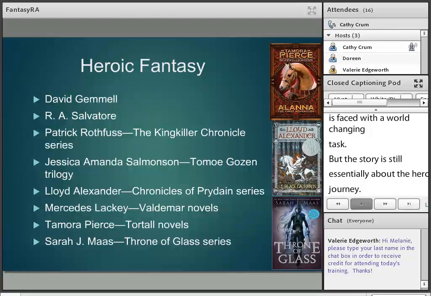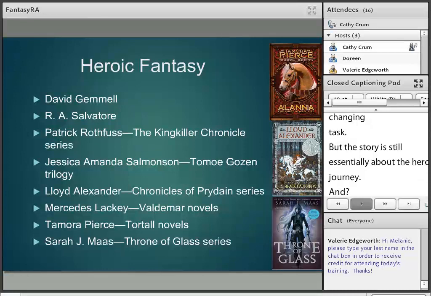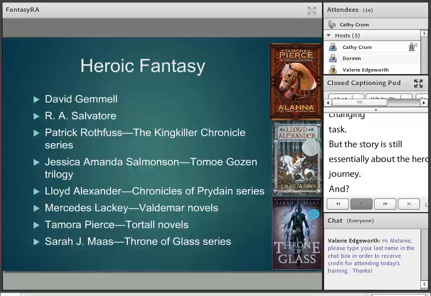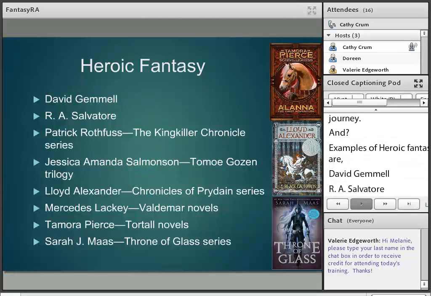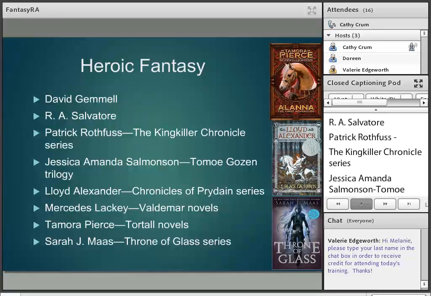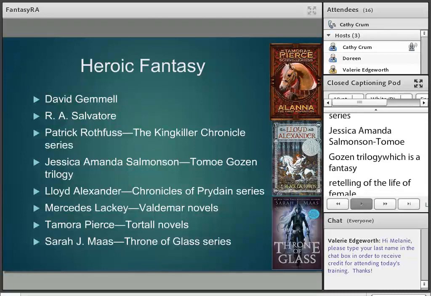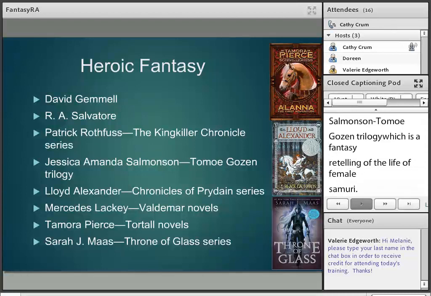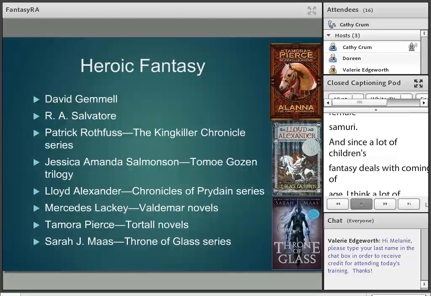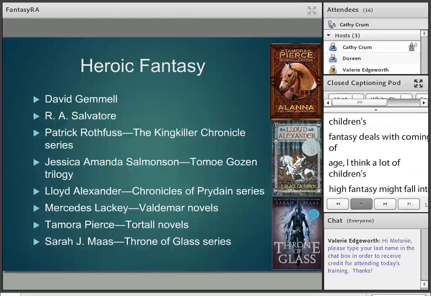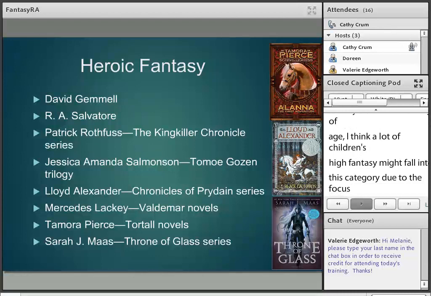All right, some examples of heroic fantasy would be works by David Gemmell and R.A. Salvatore. There's also Patrick Rothfuss's The Kingkiller Chronicle series and Jessica Amanda Salmonson's Tomoe Gozen trilogy, which is a fantasy retelling of the life of female samurai Tomoe Gozen. Since a lot of children's fantasy deals with coming of age, I think a lot of children's high fantasy might fall into this category due to the focus on the hero's journey.